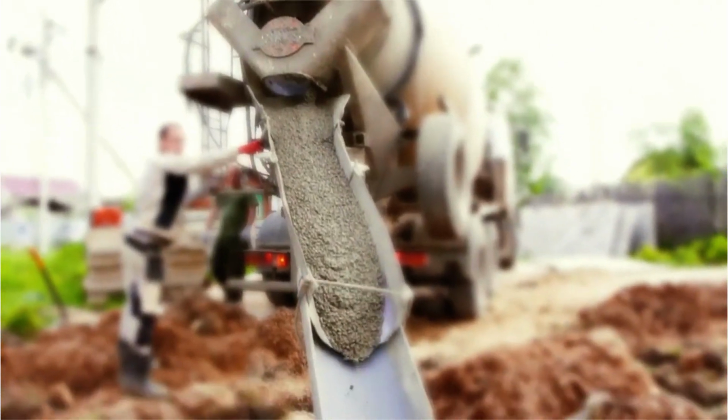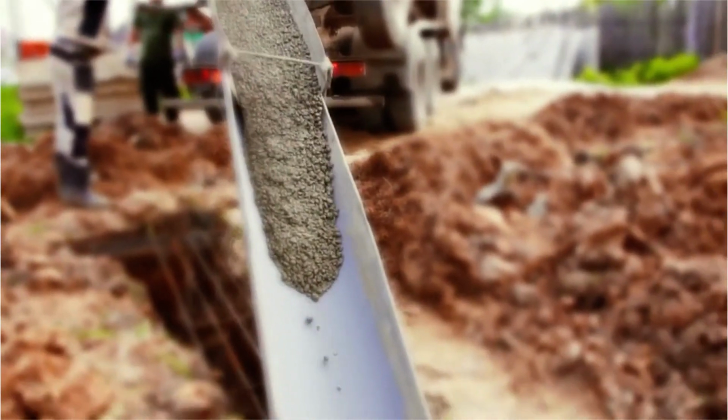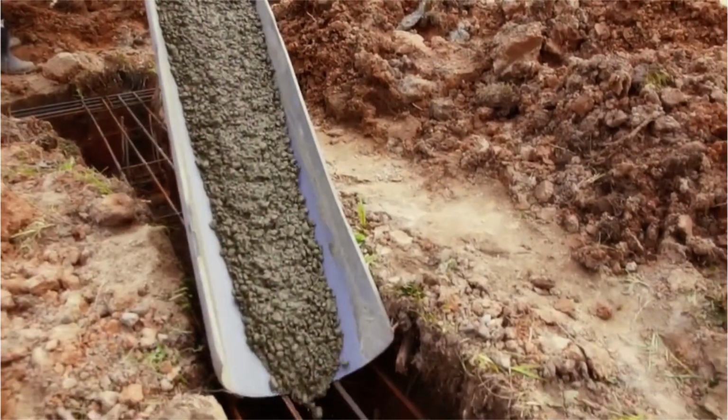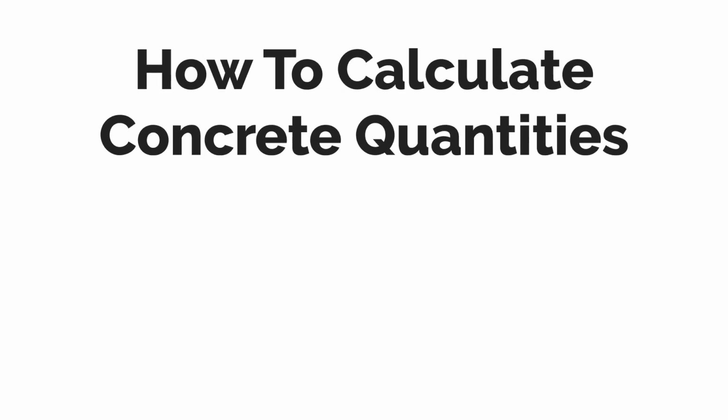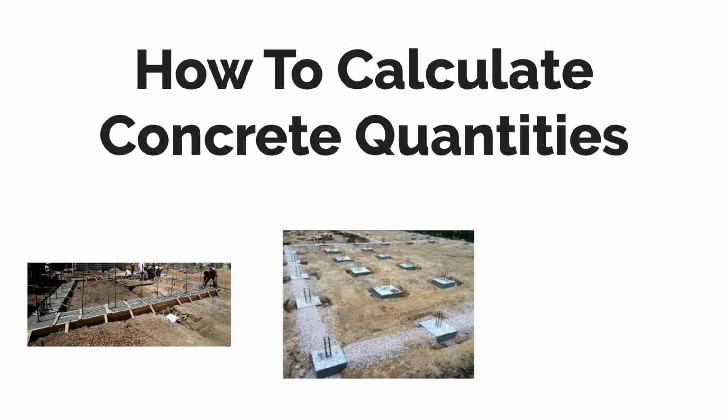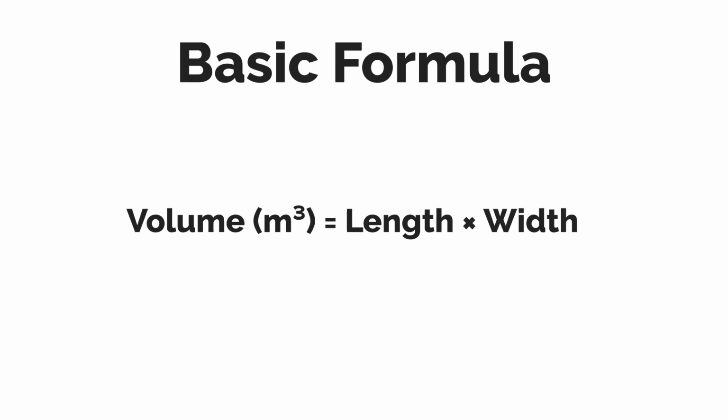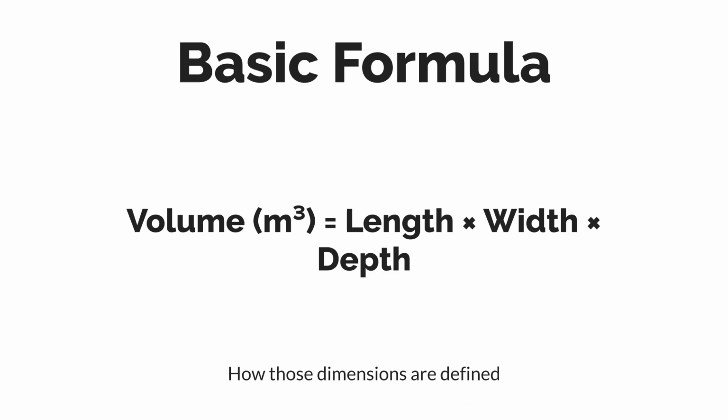Concrete foundations are one of the first things QSs are asked to measure, and one of the easiest places to make mistakes. This guide breaks down how to calculate concrete quantities for the three most common foundation types: pad foundations, strip foundations, and raft foundations. We'll start with a basic formula. For all concrete foundations, the core calculation is volume equals length times width times depth. The difference between pad, strip, and raft foundations is simply how those dimensions are defined.